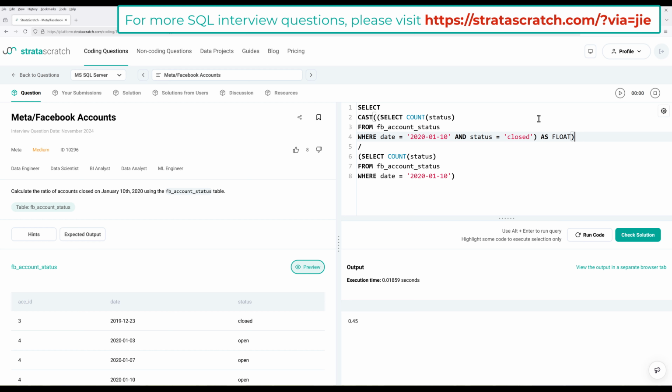Double check the answer and click Check Solution. If the answer is correct, the system will mark the solution as solved. That is everything I am going to cover in this tutorial.